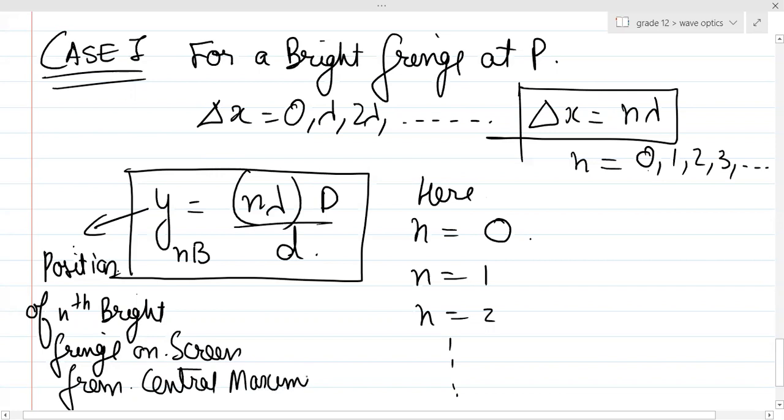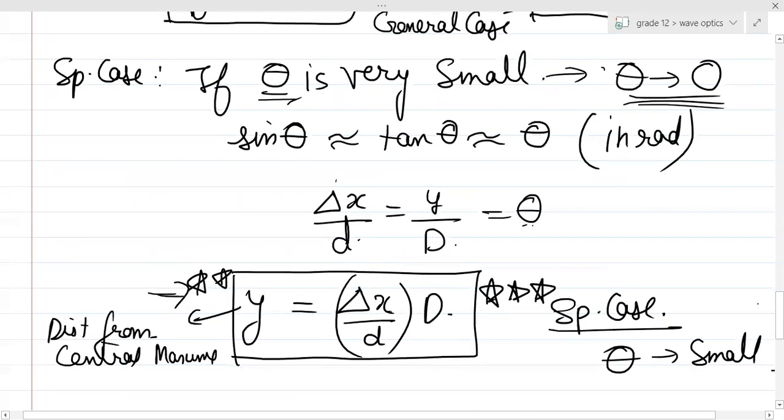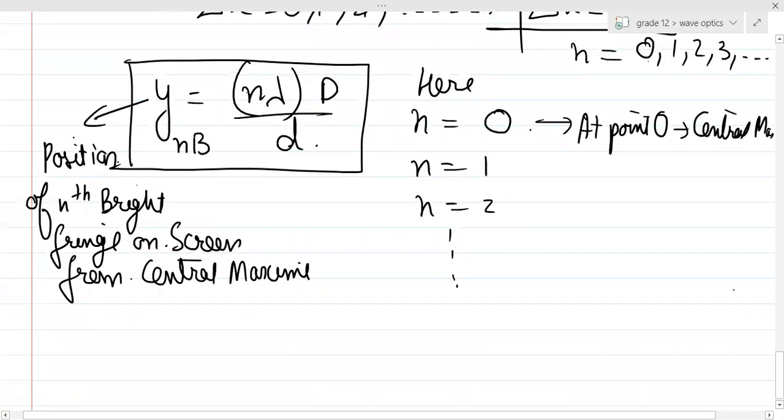Sir, why did you say nth bright fringe? Can you see over here? When you put the value of n as 0, the position will also become 0, right? That implies the fringe is forming at point O only. At point O, this is basically your central maxima, right? Yes or no?